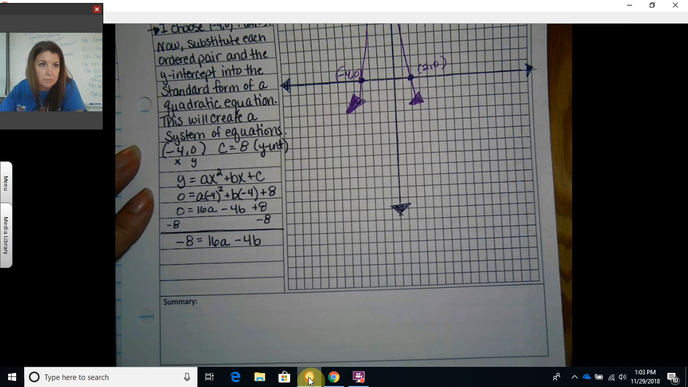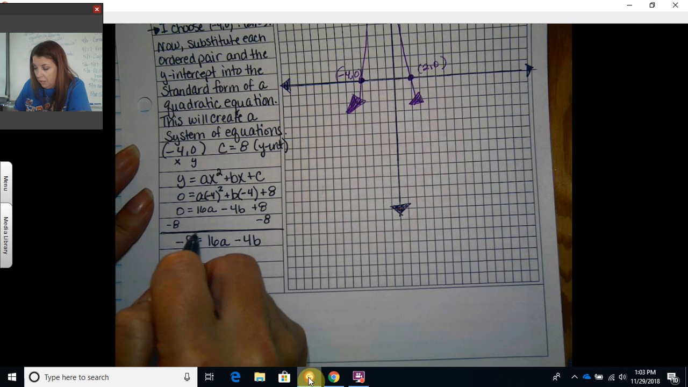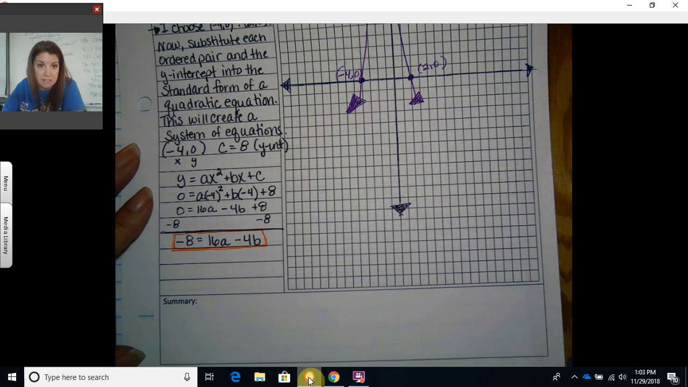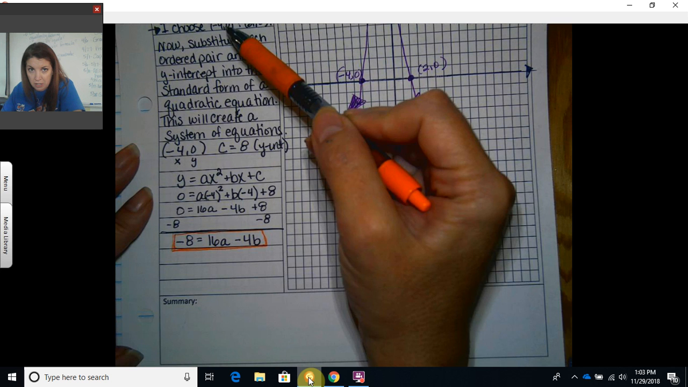So I have 2 variables in this equation. So it's not like I can solve for A just to get a number or solve for B just to get a number. At this point, I cannot, okay? So I'm going to come back to this equation in a minute. As it said in the directions, we're creating a system of equations. So this is going to be one of the equations in our system. So we used the first point, negative 4 comma 0. Now I'm going to go back and do the same thing with 2 comma 0, okay?